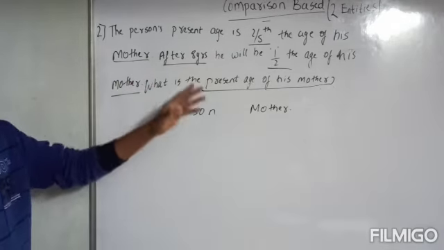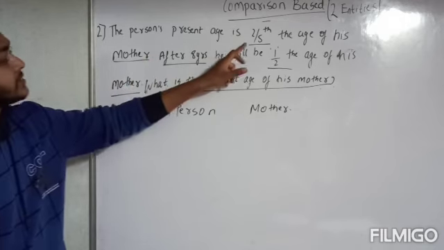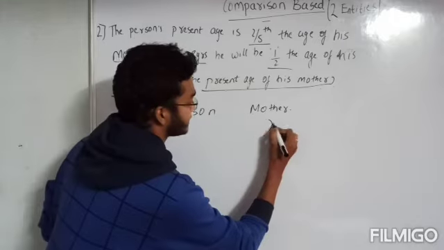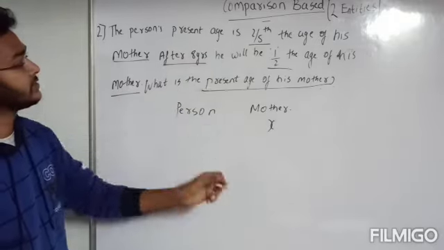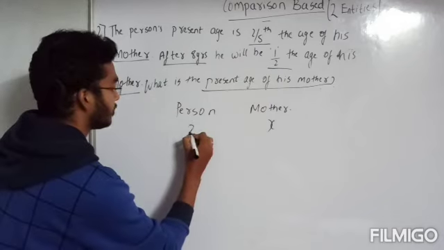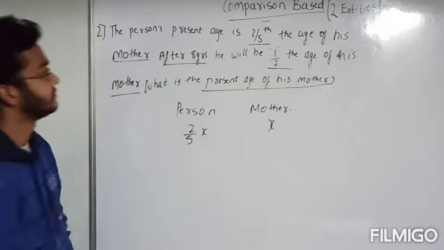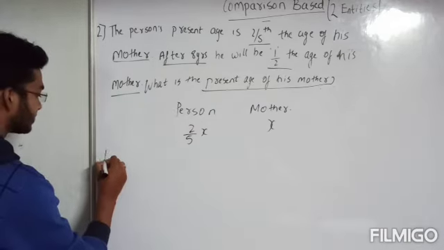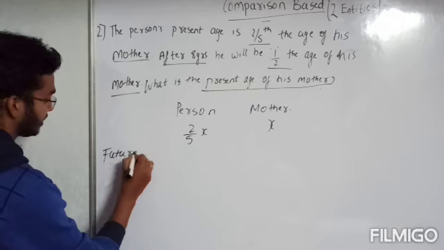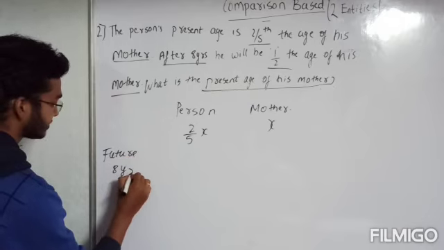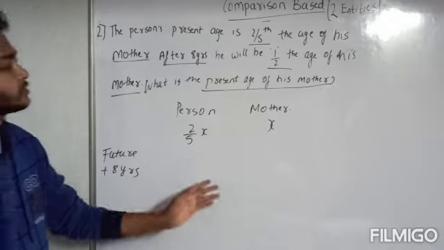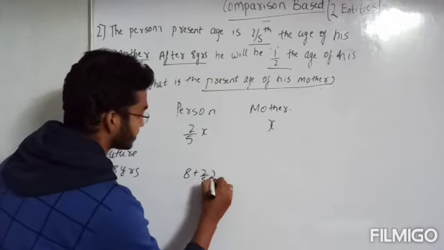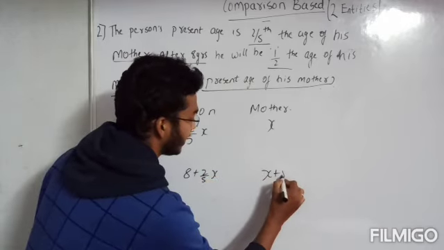As I said in the previous sum, we should consider as x the variable of the one to whom the ages are compared. Here the person's age is compared to his mother's age. So we need to consider his mother's age as x. So the person's age will be 2/5 of his mother's, that is 2/5 of x. After 8 years, as I said, after means addition, and addition means future. Adding 8 years to both, 2/5 of x plus 8, and this becomes x plus 8 years.